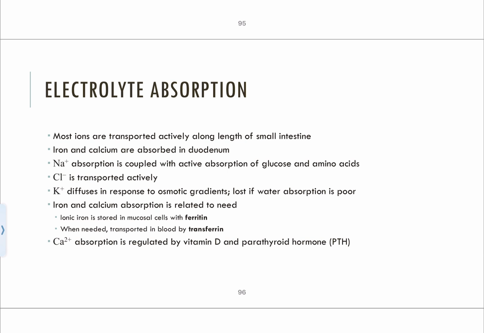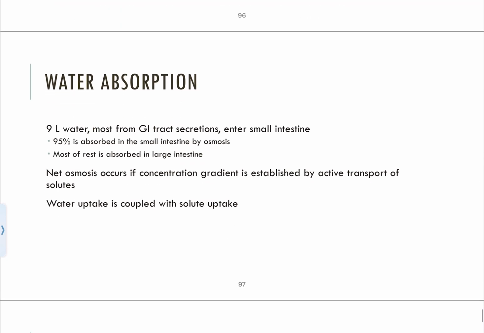Iron and calcium absorption is related to how much of it we actually need as well. We already talked about transport of iron when we're in the blood. If we're talking about ionic iron, meaning that it's charged, this is stored in mucosal cells as ferritin. However, whenever we need to transport this iron ion in our blood, it's transported as transferrin, which is a plasma protein that helps transport it in the circulation.